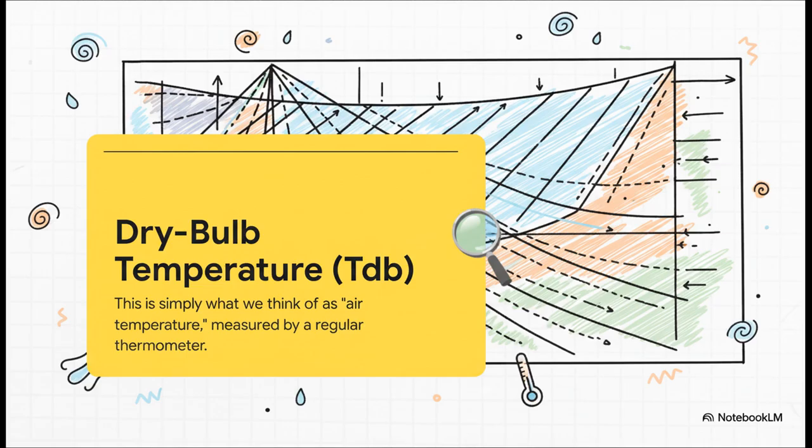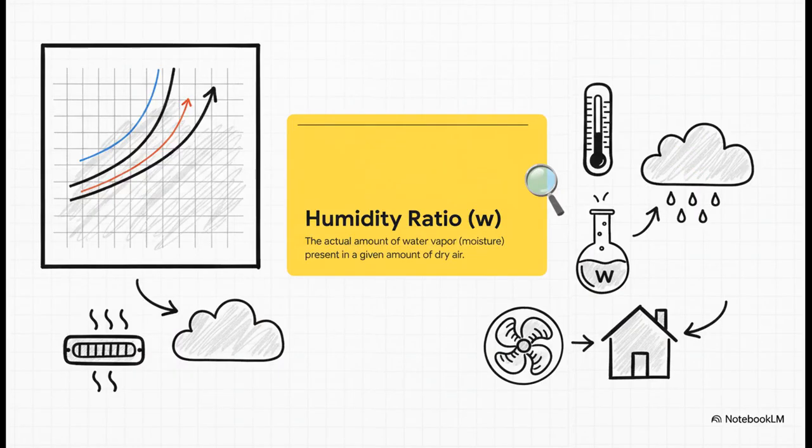Simple as that. Next up, we have the humidity ratio. Now this one is really important. It measures the actual amount of water vapor, the real moisture, that's mixed into a chunk of dry air. This isn't a percentage, it's a direct measurement of the stuff that's in the air.